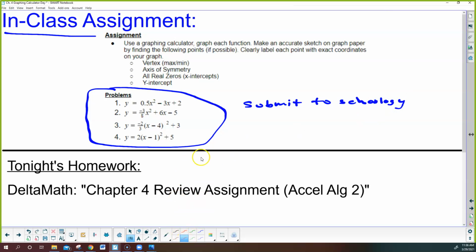And then once you're done with that, you can start on Delta Math homework, which you're going to do a screenshot of and then post to Schoology.